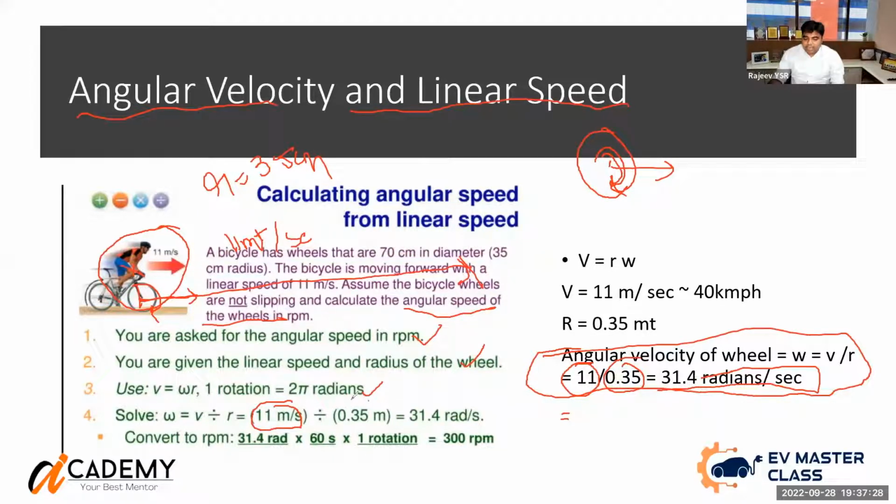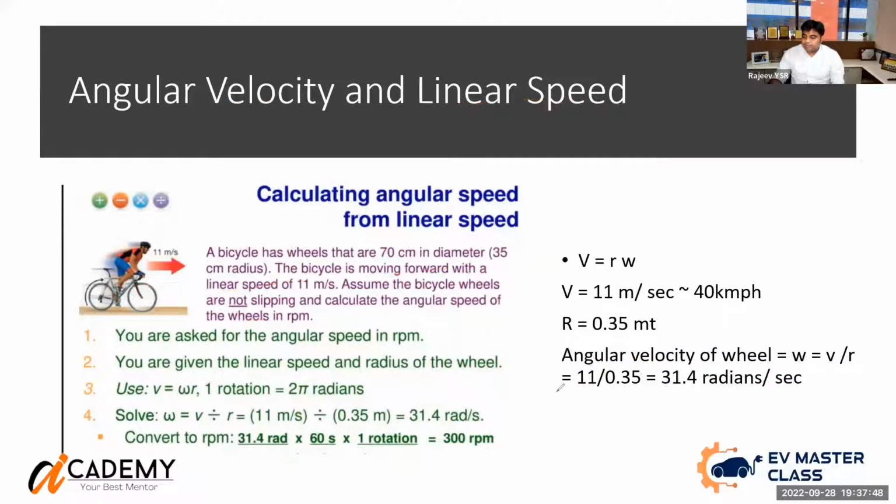Right? And R is equal to 0.35 meters, because 35 centimeters is 0.35 meters. The angular velocity is 31.4 radians per second. Now, how do you convert 31.4 radians per second? We have already seen that in the previous slide: radians per second to revolutions per minute. How do you convert? Because radians per second is the measurement of the angular velocity along the circumference. We have seen that here in the next slide.